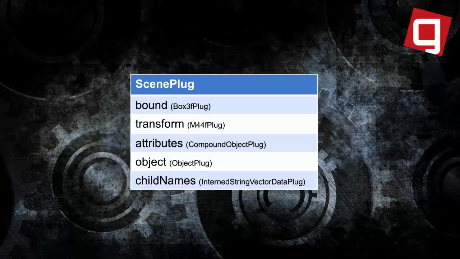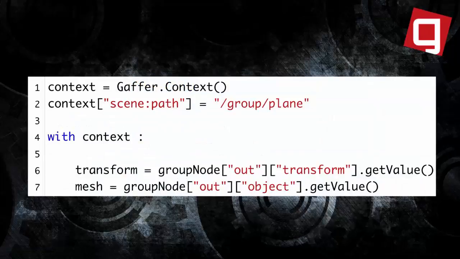So in the same way we broke things down into a compound flow with specific children for the images, we do the same for scenes. So there's a flow for the bounding box, for the transform, for the attributes, for the object, and for the child names. And we use the context to specify which location we're interested in when we're doing the compute. So we simply set up that we're interested in the group, the plane underneath the group, and then set that as the current context, and then pull to get the transform and the mesh. So we can compute any location in the scene and any of those subflows as a distinct unit, and we can thread that in any way we want.